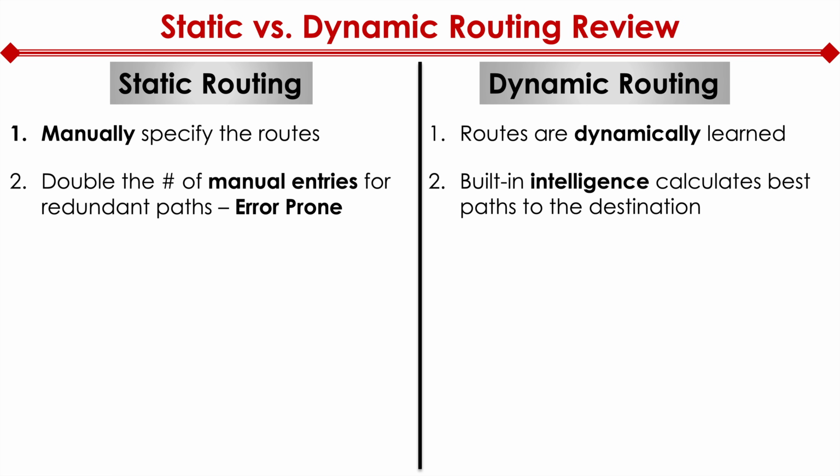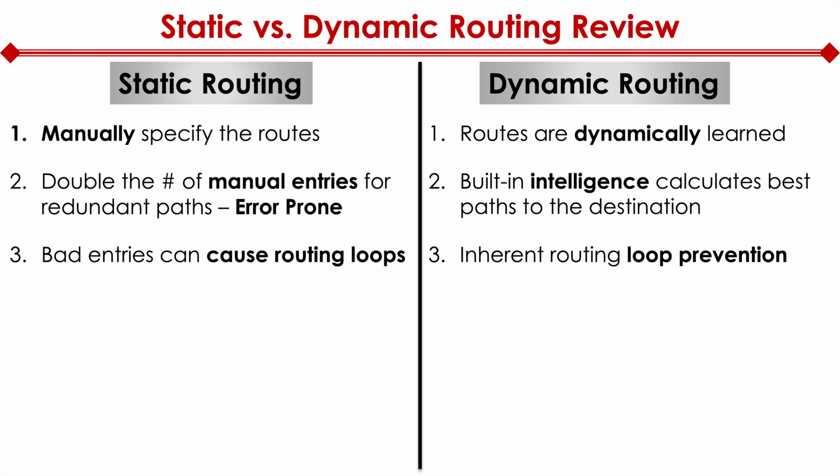Whereas on the dynamic routing side of the house, we have what's called built-in intelligence that calculates the best path to the destination. Because dynamic routing uses different mathematical algorithms, that's the built-in intelligence I'm talking about. Third, in static routing, if we have bad entries, that can cause routing loops. In dynamic routing, on the other hand, we have inherent routing loop prevention mechanism.